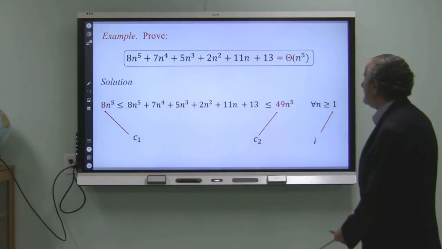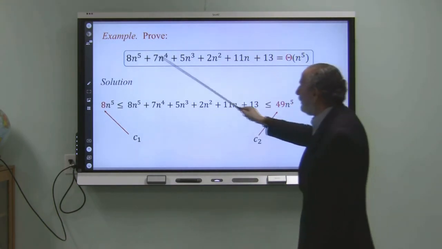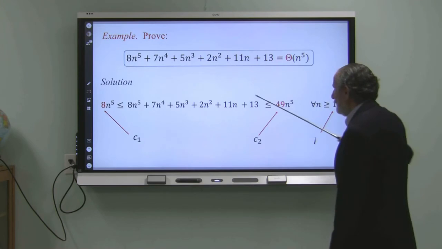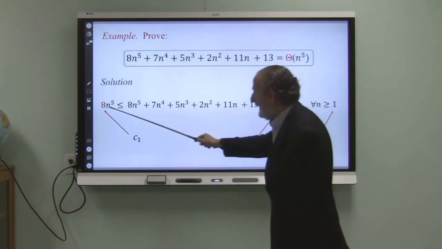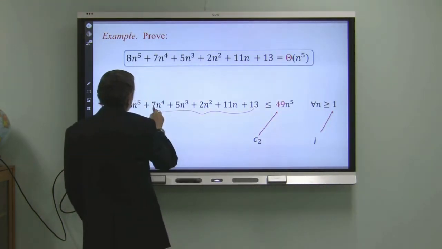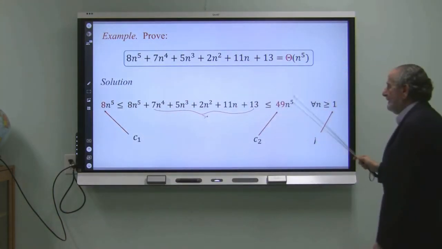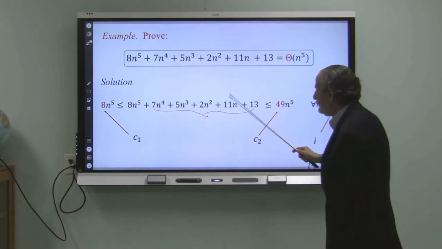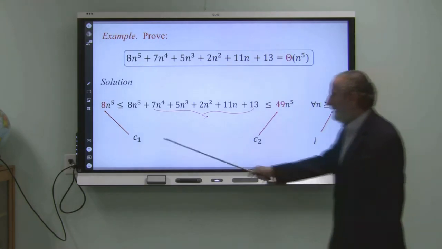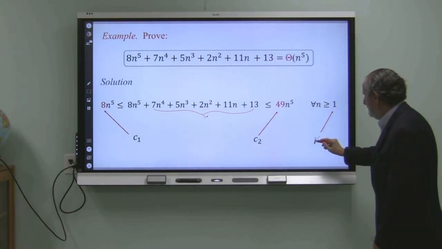Properties, no, still, let's do this here. I'm saying that this function here is big theta n to the power 5. Why? Because if I put the function here, I know this one is greater or equal than 8 n to the power 5, because all of this is positive numbers. This one is positive, okay? And that's less or equal than 49, which is 7 plus 5 plus 2 plus 11 plus 13, 49 n to the power 5. So that's your c2, and that's your c1, and your k is 1.